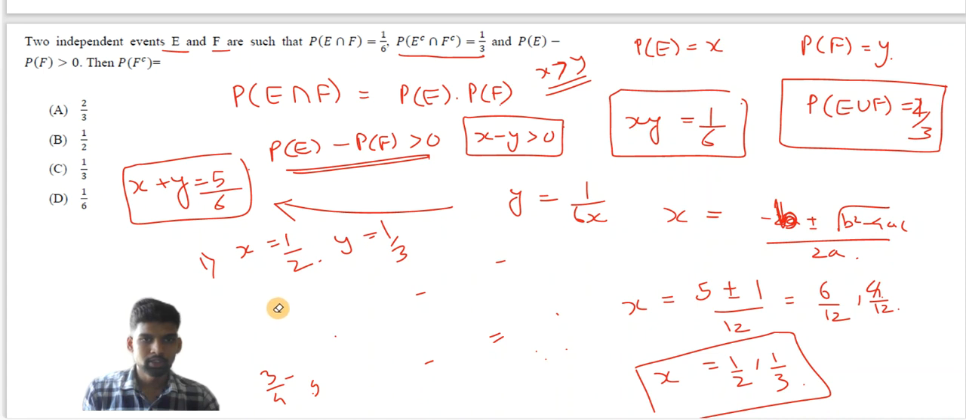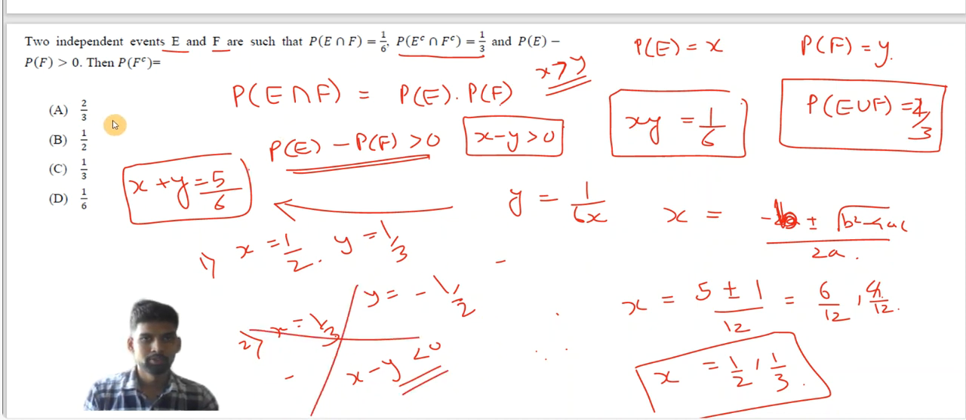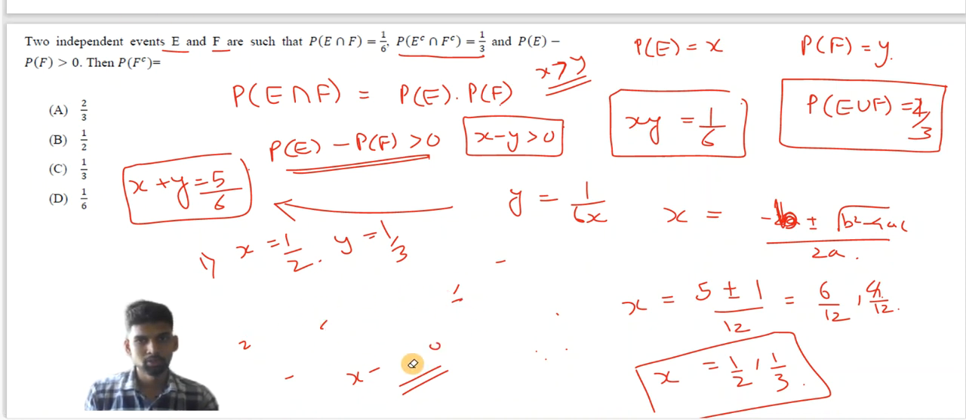For the first case it is coming as greater than 0. And for the second case, if you put x equal to 1 by 3, then y is equal to 1 by 2. So x minus y will be less than 0. So this is not a feasible solution for this problem. What we have is x equal to 1 by 2 and y equal to 1 by 3. It is a feasible solution.